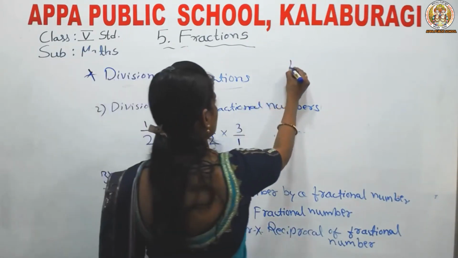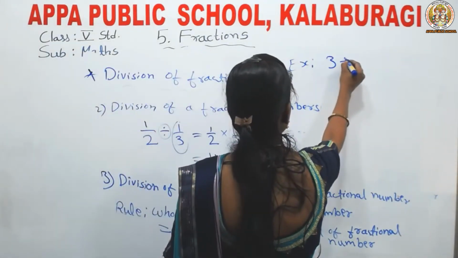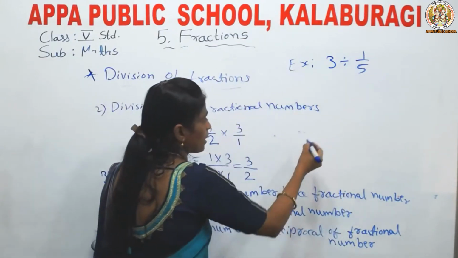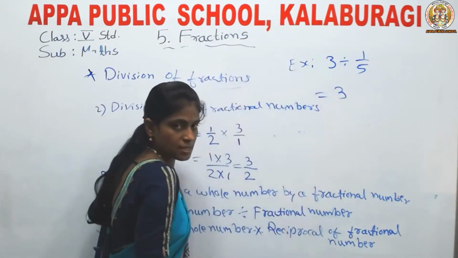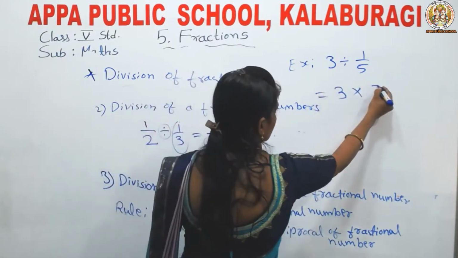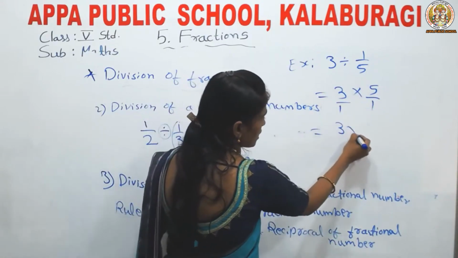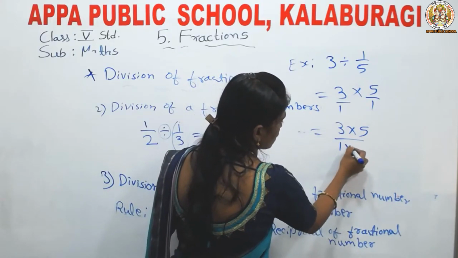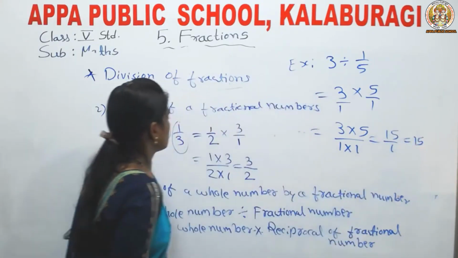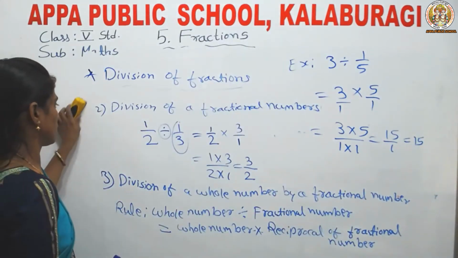For example, take a whole number and a fractional number: 3 divided by 1/5. Here 3 stays as it is. The division sign changes to multiplication, and take the reciprocal of this one, 5 by 1. Here, where no number is written, 1 is there. That is 3 into 5 divided by 1 into 1, we get 15 divided by 1, which is 15. This is the division of a whole number by a fractional number.